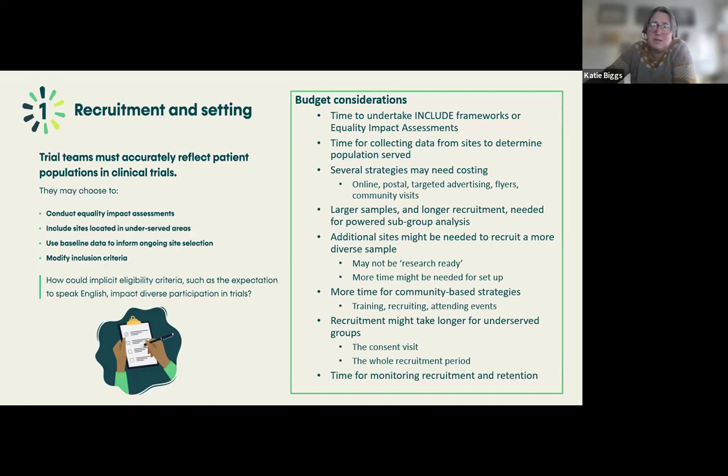Also to conduct equality impact assessments or use the INCLUDE frameworks during trial design and development. We know that timelines in terms of proposal development can be really fast, so we recommend doing at least a short version of it and then planning it into your setup times if you need to do it in more depth and with more patient groups, but ideally before funding so that you've got the right funding in your projects. Always consider people experiencing socioeconomic disadvantage.